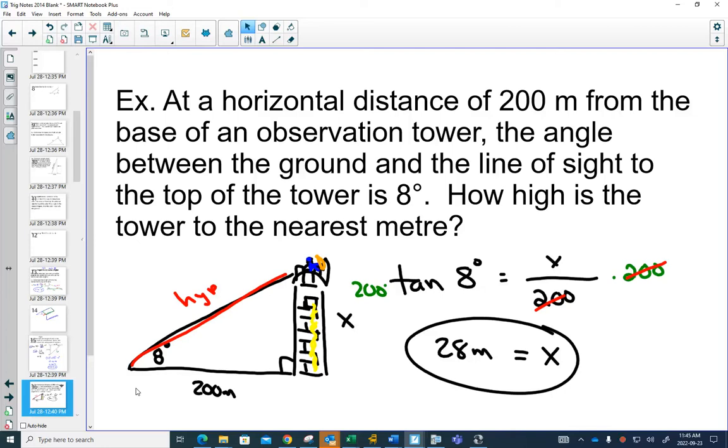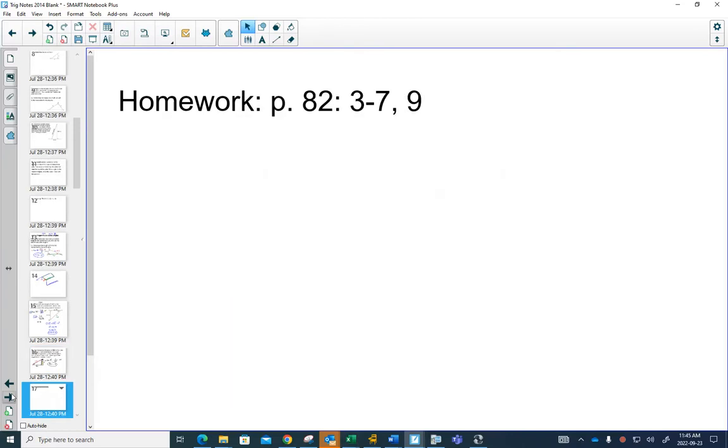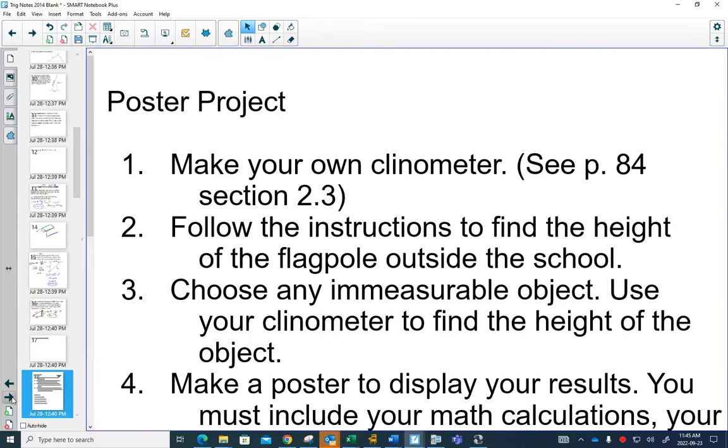So, our project, our first project. You're going to need your textbook, because on page 84 of your textbook, it describes how to make a clinometer.